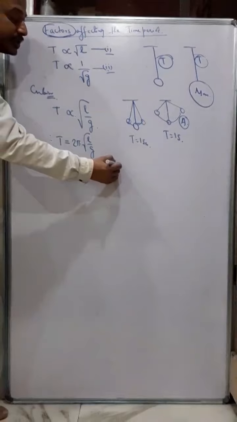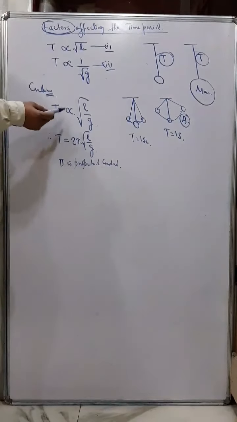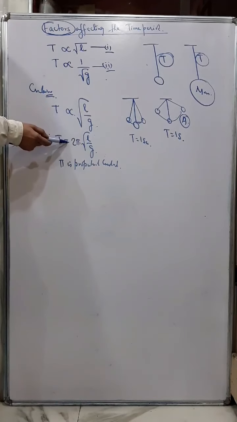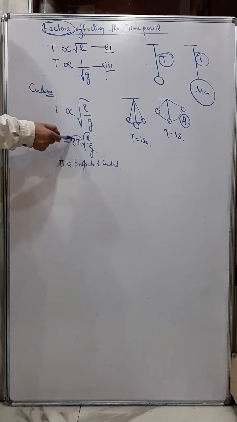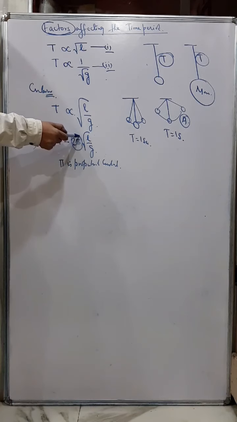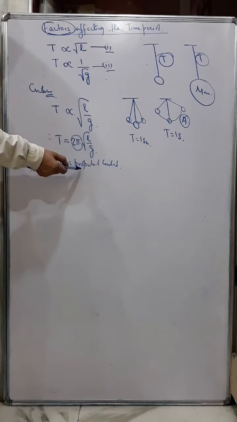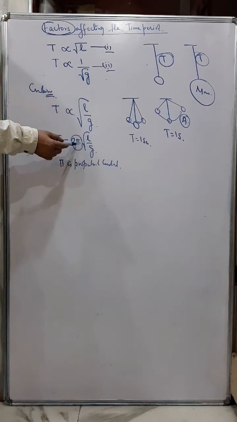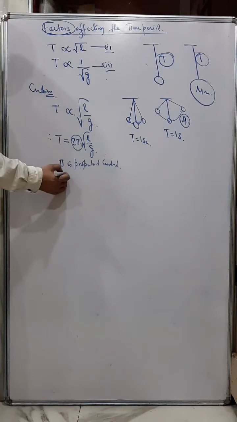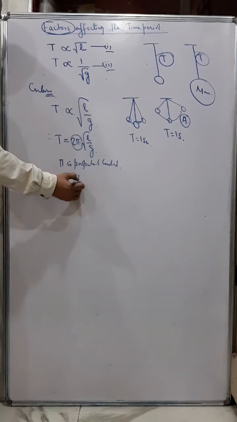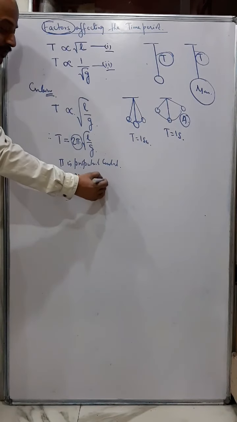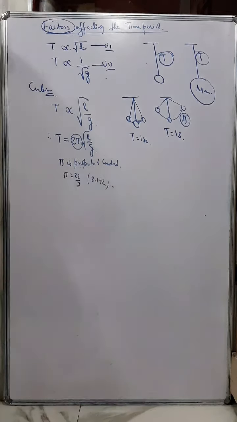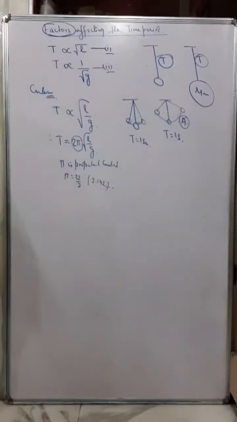This is called the proportionality constant. When we want to convert a proportion into an equal sign, we have to multiply with a constant number. So this is the proportionality constant you learn in higher classes. Here pi is the proportionality constant, and you know the value of pi is 22/7, or we can say 3.142 approximately. So that's the value of pi.